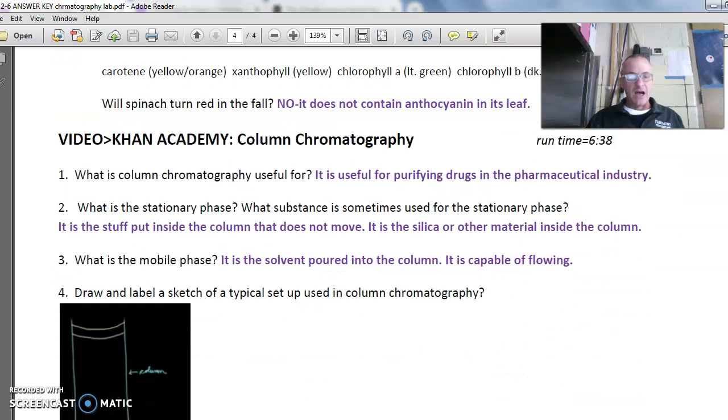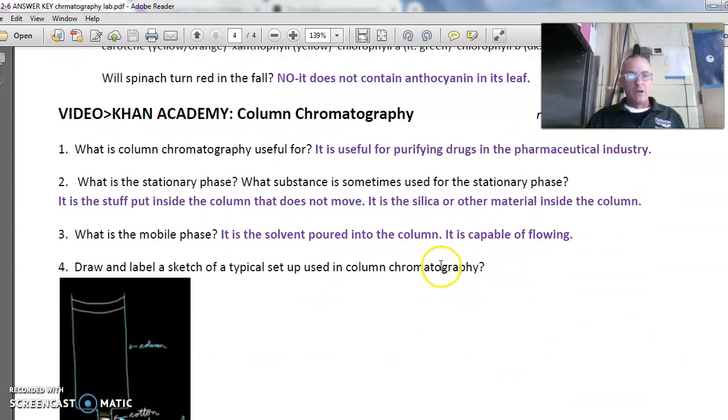Now we go down to the Khan Academy. What is column chromatography useful for? It is used quite frequently for purifying drugs. When they produce drugs in the laboratory, they're very often a mixture of some different compounds, and they can use column chromatography to separate those mixtures.